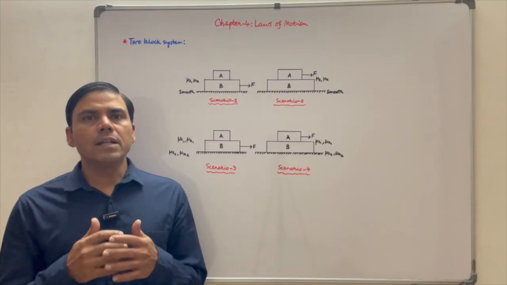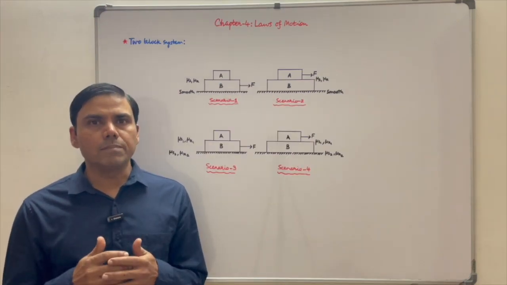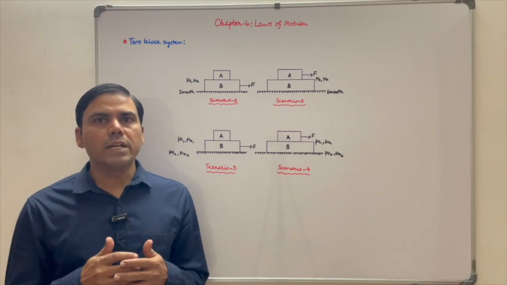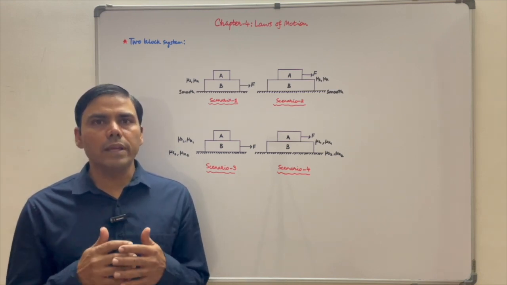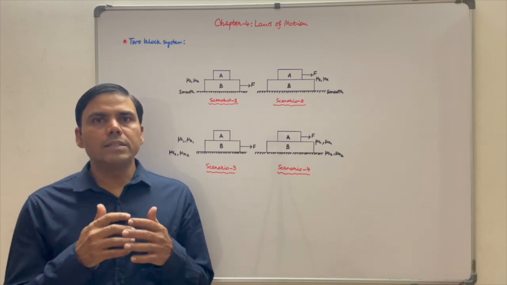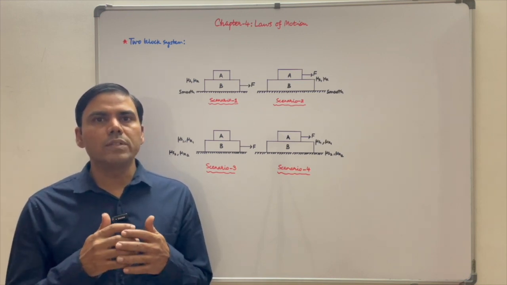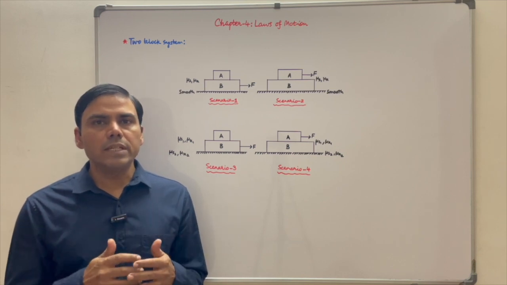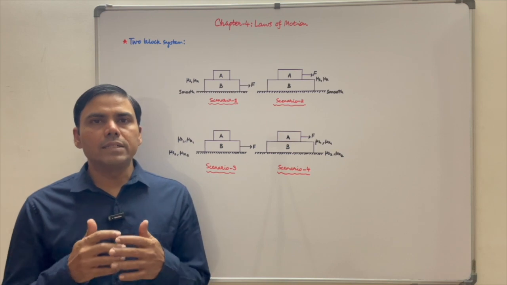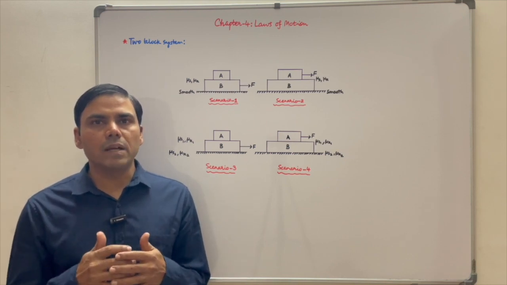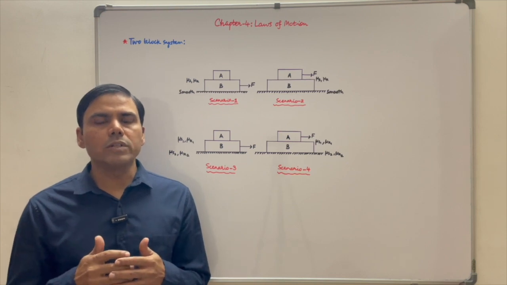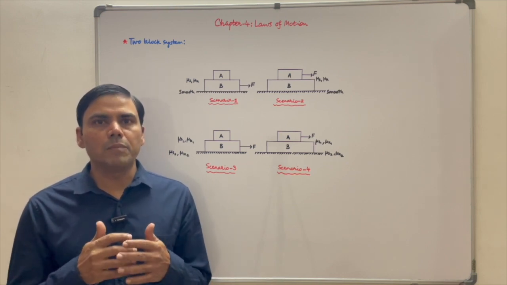Now let us understand how to solve two-block system. We will consider 4 scenarios. In all the 4 scenarios, there are 2 blocks, block A and block B. Block A is kept on block B. In scenario 1 and 2, floor is smooth. In scenario 3 and 4, floor is rough. In scenario 1 and 3, a horizontal force F is applied on lower block. In scenario 2 and 4, a horizontal force F is applied on upper block.